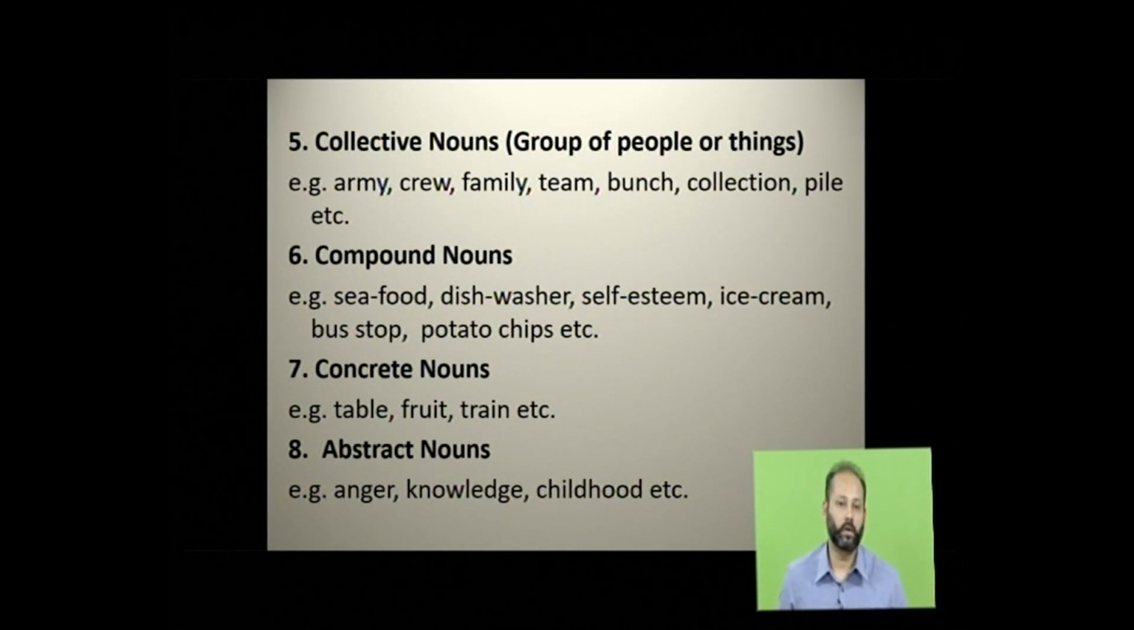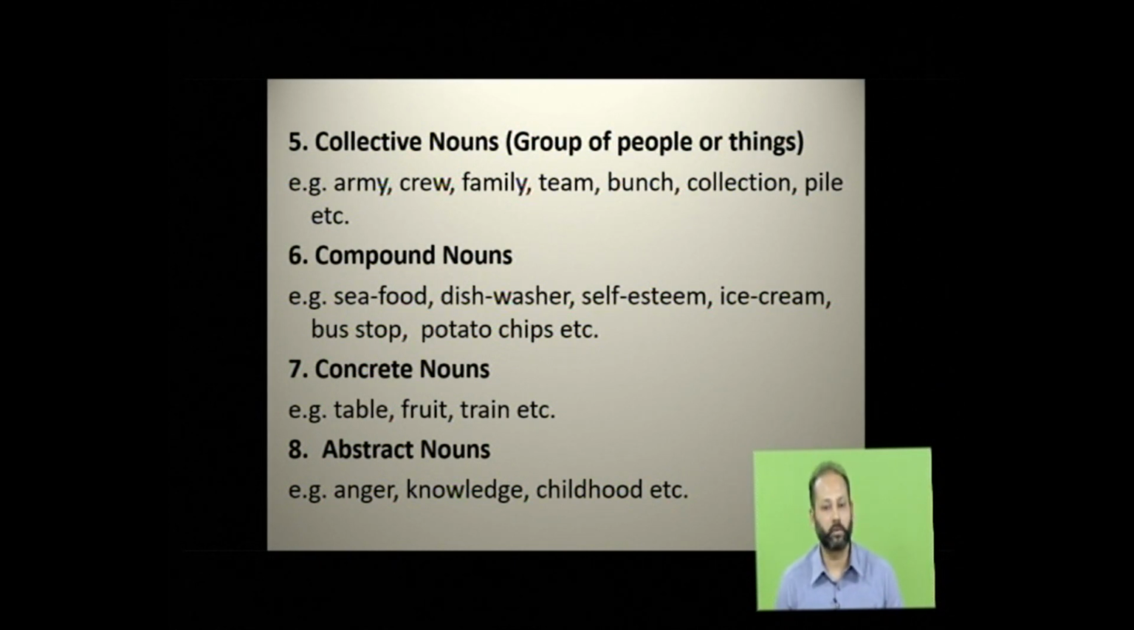Then we have compound nouns. Two words joined together make a compound noun. Seafood. So sea is one word and food is another word. Both of them joined together make one word, that is seafood. Similarly, dishwasher, self-esteem, ice cream, bus stop, potato chips, etc. So these are compound nouns.